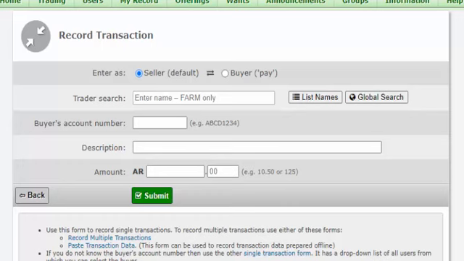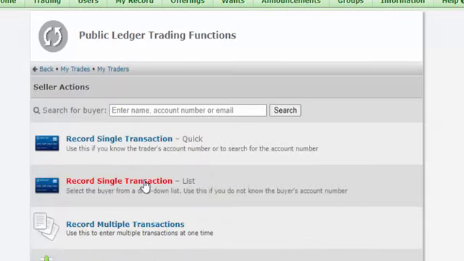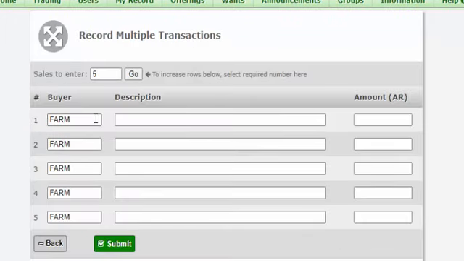Now let's take a look at another option. This one provides a drop-down list of all of the members, and that's just another way that you could search for the person that you're looking to record a transaction with. If you have a lot of transactions going on, you could click here. For this one, you would need to know the buyer's account number. All accounts start with the letters FARM. So their account number, a description, and the amount goes here. If you want to add rows, you could click on Go, and that would add rows. Then you just click Submit.